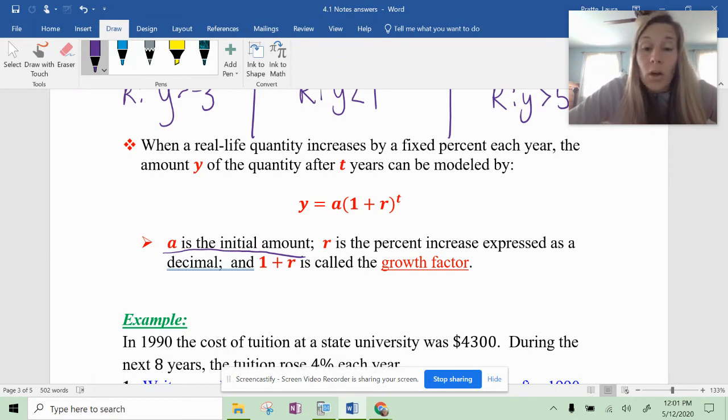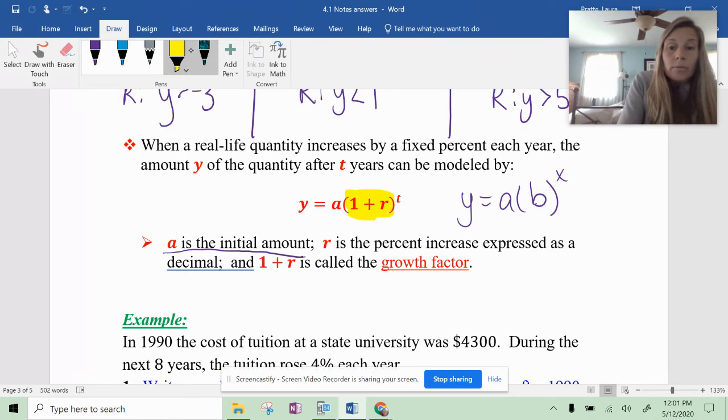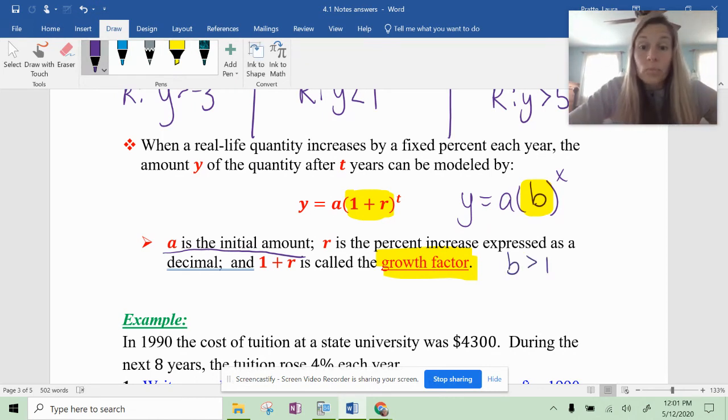And 1 plus r would be called that growth factor. So remember that b value. So we were talking about a times b raised to that exponent earlier. This 1 plus r is the same thing as your b, and that's called your growth factor. And if you remember, we said that the b had to be greater than 1. And if you're adding a percentage to a 1, it should be greater than 1, so it shouldn't be a problem.